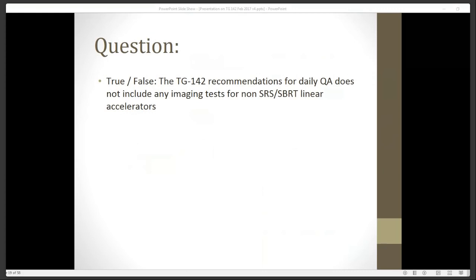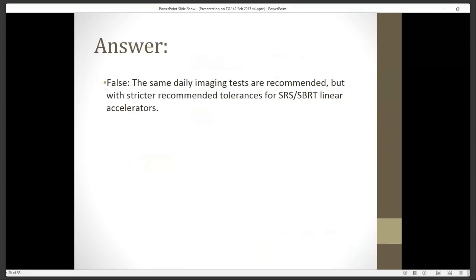All right, Justice, if you want to take a moment to go over the answer, I think now would be the time. All right, so once again, looks like most people got that. So false, the same daily imaging tests are recommended, but with stricter recommended tolerances for SRS SBRT linear accelerators.